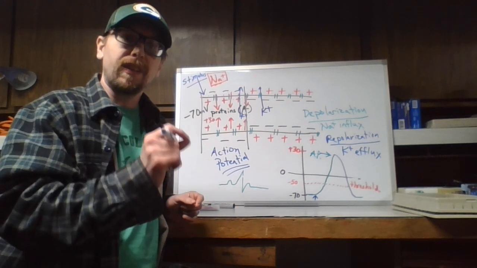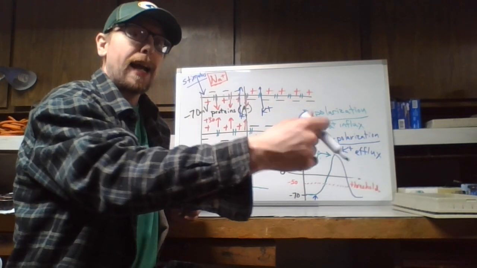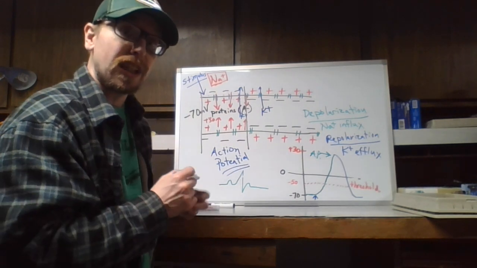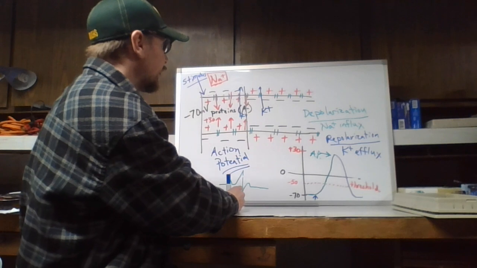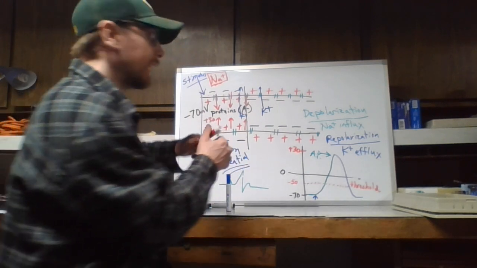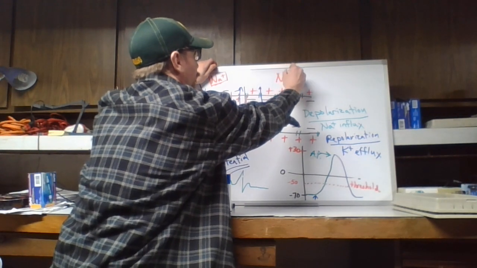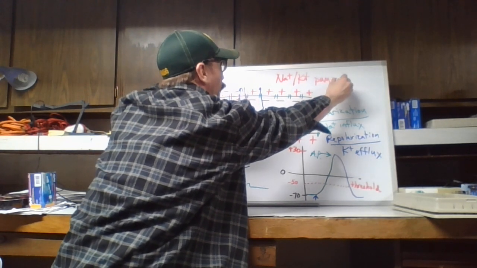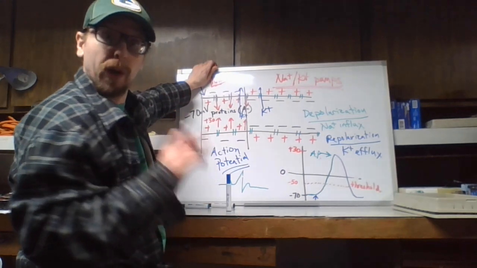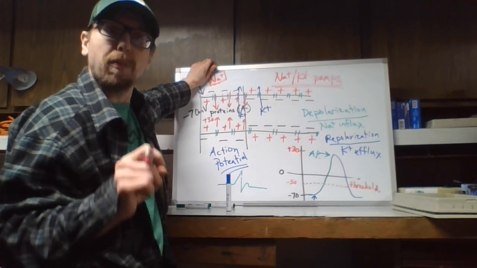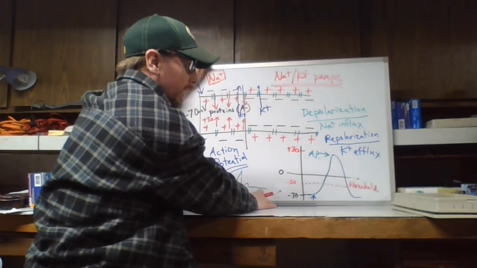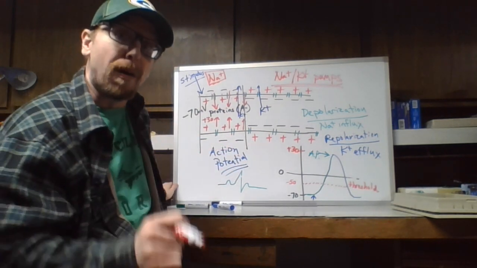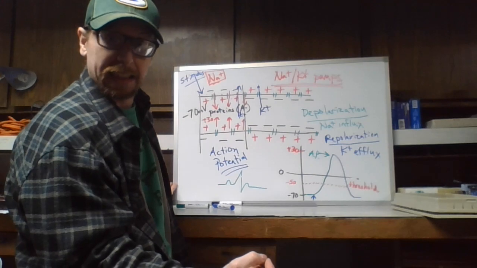So we need to have something that's going to kick sodium out and bring potassium back in at the same time. Now this is something we discussed before. The name of these structures that do that is called sodium potassium pumps. We talked about pumps with active transport. Active transport uses ATP to pump things against the gradient.